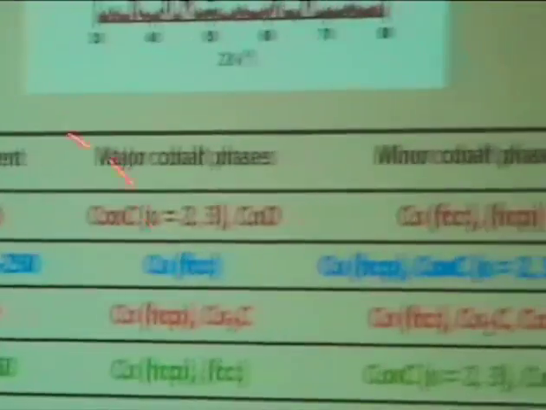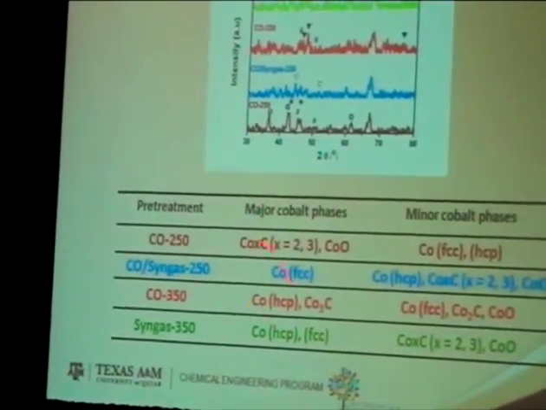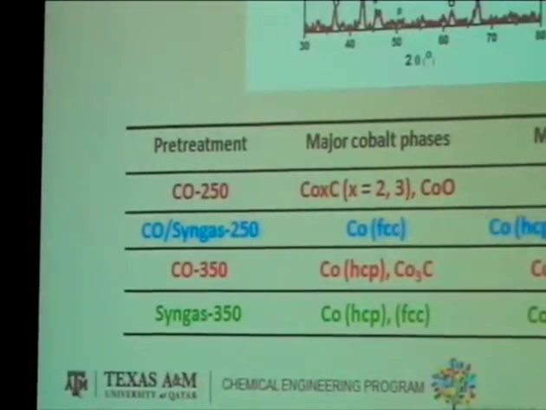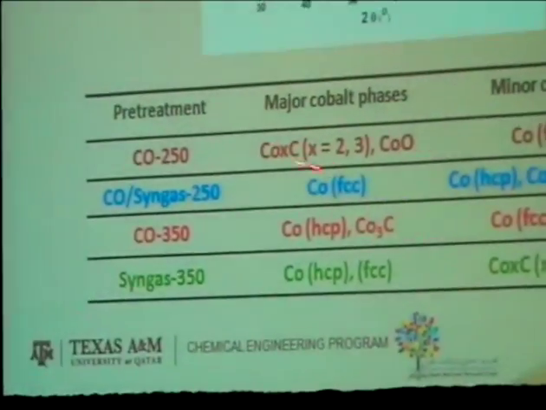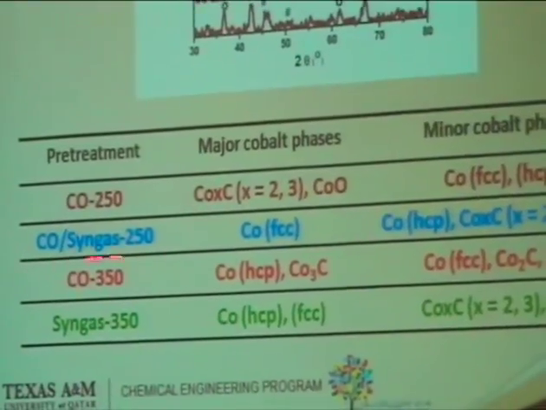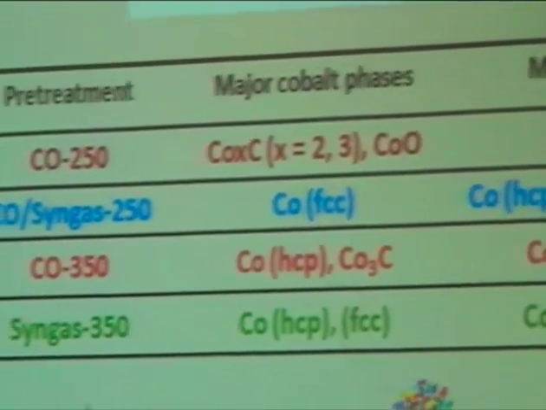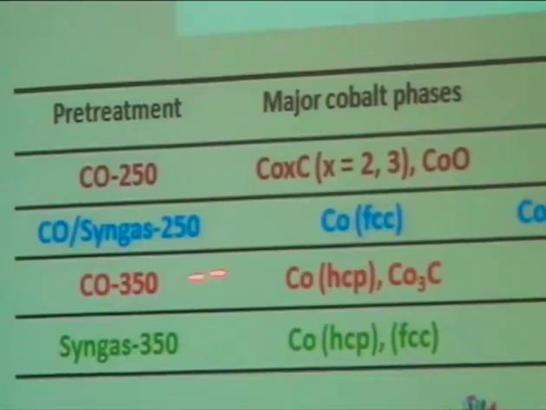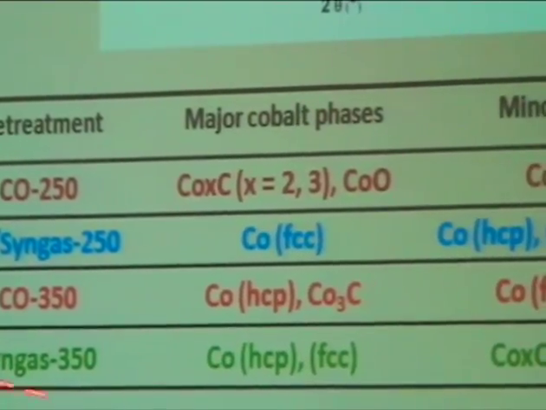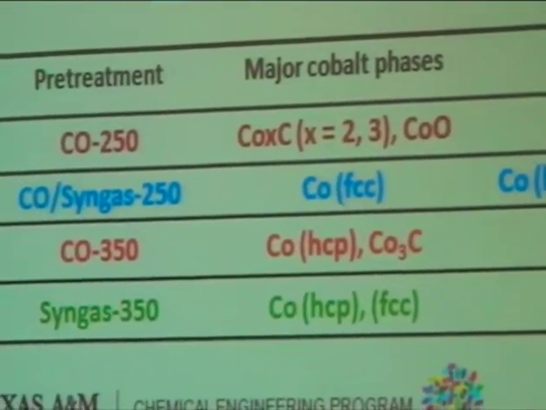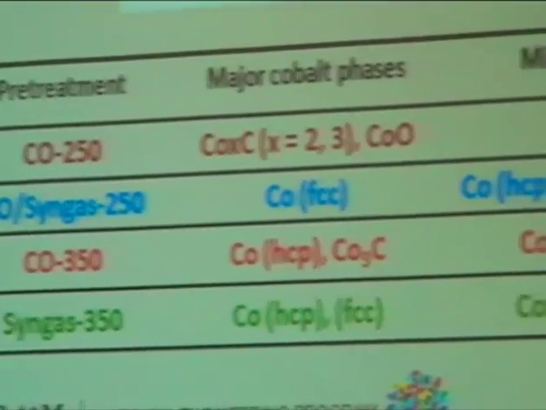All right. So really, almost every one of them has cobalt oxide, partially cobalt oxide and carbide, and then cobalt, either FCC or HCP. Except that after 250, you have mainly carbide and cobalt oxide. After CO followed by syngas, you seem to have cobalt predominantly, or the highest intensity. After CO 350, you have some hexagonal cobalt and another carbide. And with syngas, you have a lot of metallic cobalt, and you have some carbides and cobalt oxide.